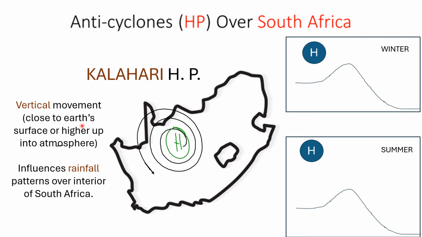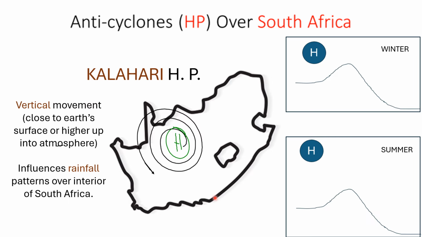During winter time, the high pressure is closest to the Earth's surface, and therefore it is present on the winter synoptic weather maps for South Africa, as these weather maps generally only show surface conditions. However, during summertime, intense heating of the Earth's surface pushes the Kalahari high pressure cell higher up into the atmosphere, and therefore the Kalahari high pressure is not present on our synoptic weather maps.